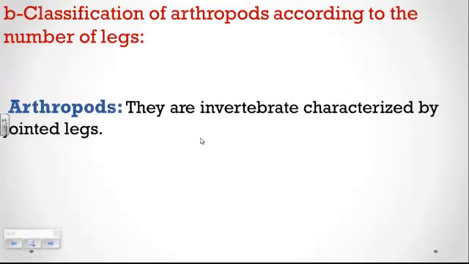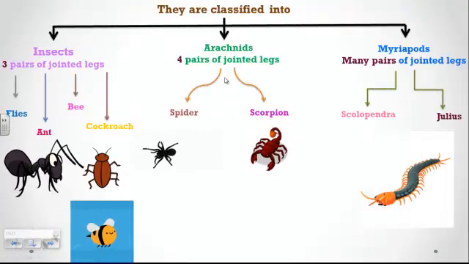The second one, classification of arthropods. Arthropods are invertebrates that have jointed legs. Jointed legs mean the leg itself is not one piece, but many pieces, with a joint between each part and part, to move it easily and bend it easily. We can classify them, as you can see here, into 3 groups.